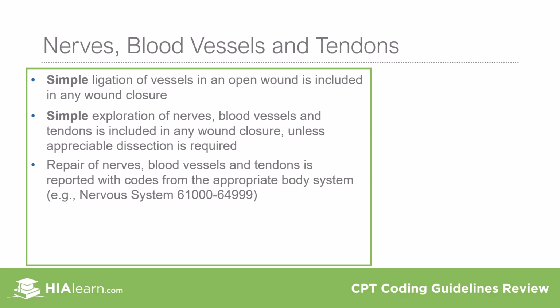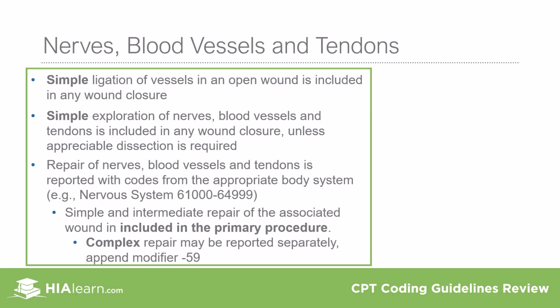For instance, repair of nerves would be reported with a code from the nervous system subsection of the surgical section of CPT. Any repairs classified as simple or intermediate that are performed to close the wound are included in the primary procedure for repair of these other structures. If a complex repair is required to close the wound, the repair is separately reportable. Modifier 59 should be assigned to the code for the complex repair.